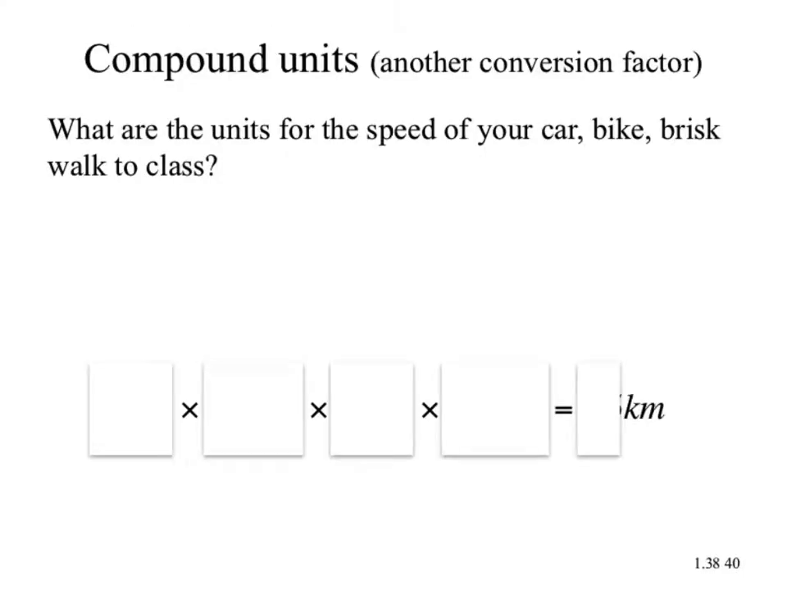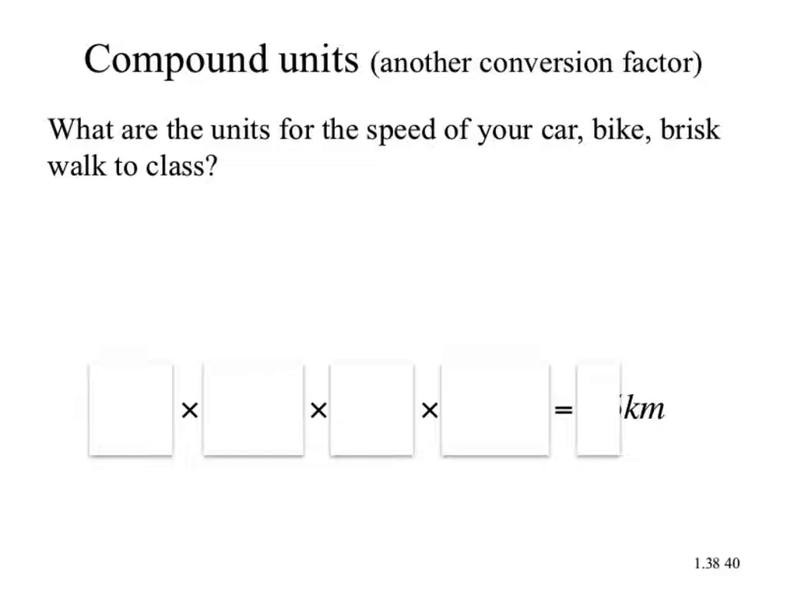Okay? So, compound units are really just another conversion factor. So what are the units for the speed of your car, your bike, or if you walk to class? Miles per hour, or MPH. Oh, it's MPH. I went 65 MPH on the freeway. No idea why people were honking at me, because you were in the wrong lane. Okay, move over. So what is MPH?